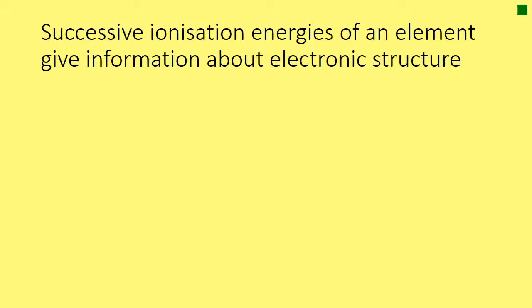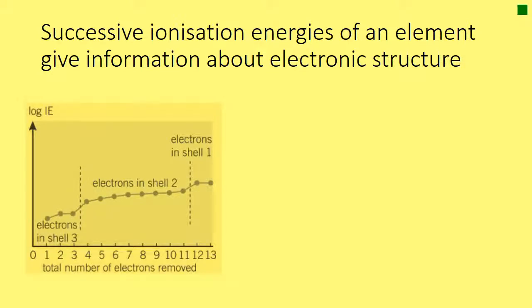Right, so successive ionization energies of an element give us information about the electronic structure of that element. Let's have a look at some data here. We're having to take a log of the ionization energy to see the pattern, otherwise the data wouldn't really show us anything. What we're doing is removing 13 electrons, which could give us a clue as to what it is. If it's an atom with 13 electrons, it's got 13 protons, which makes this aluminium. And let's just check that it's aluminium.